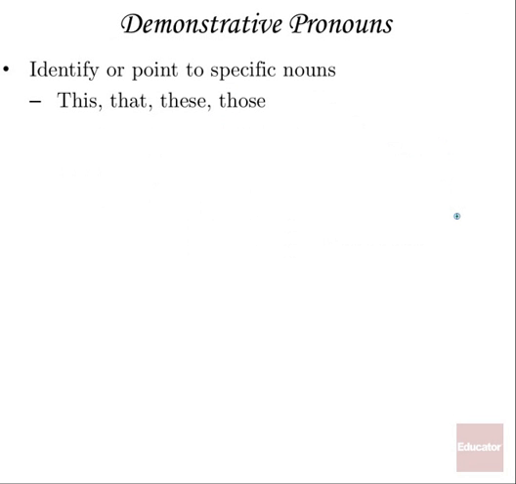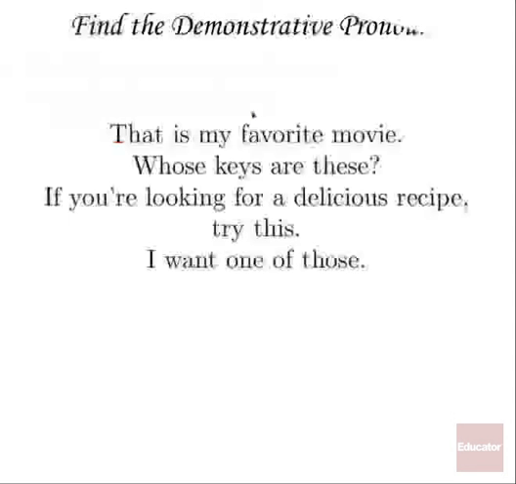Now let's look at demonstrative pronouns. I like to think of demonstrative pronouns as the pointing pronouns. They identify or point to specific nouns. This, that, these, and those. So think of them as anything you can point to. This thing, that thing, these things, those things. They're all about pointing. Let's look at some examples.